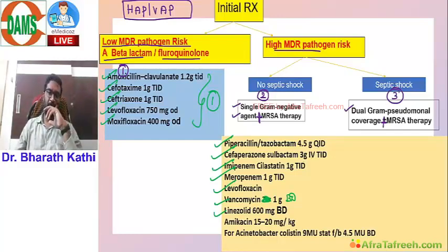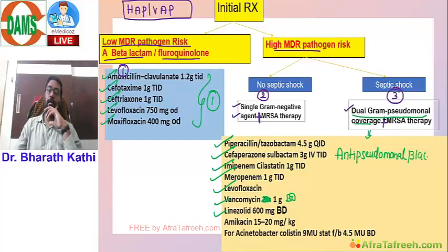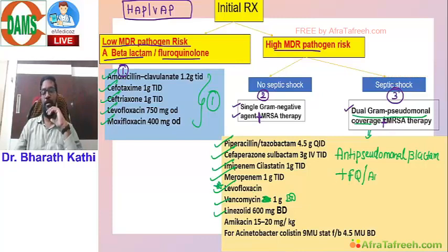Don't worry. Now see here, if the patient is with septic shock, dual anti-pseudomonal coverage. This is the regimen that I generally give: an anti-pseudomonal beta-lactam, along with that a fluoroquinolone such as levofloxacin or moxifloxacin, which has pseudomonal coverage, or an aminoglycoside.